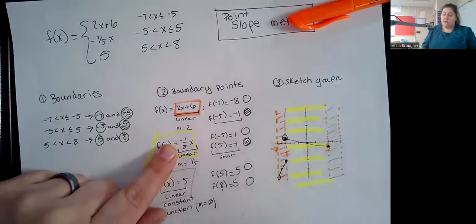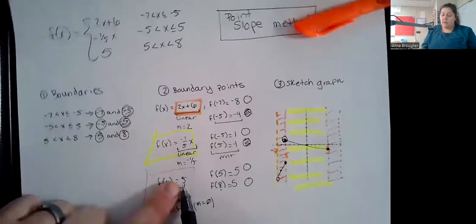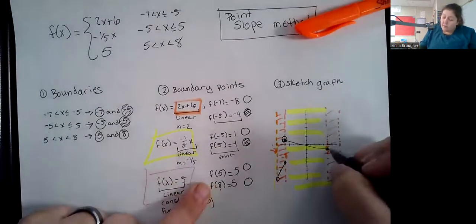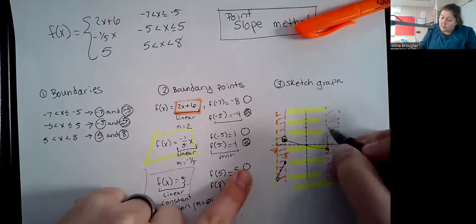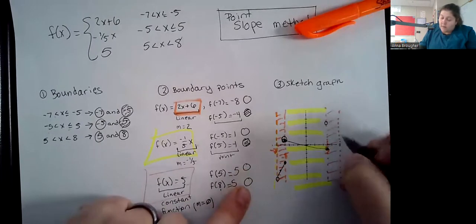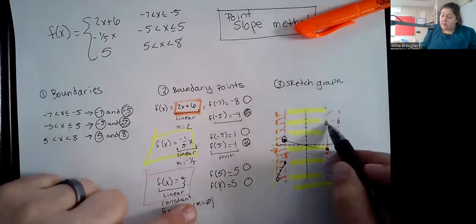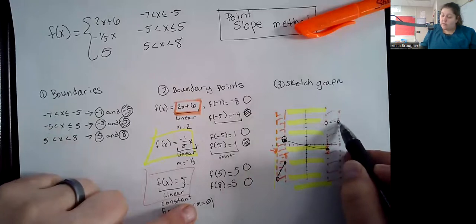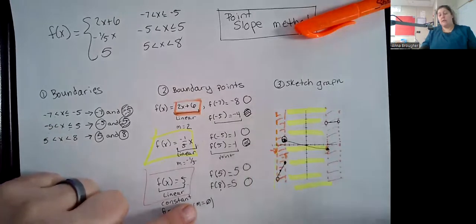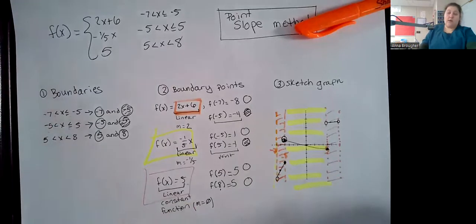There's my equation. Last one. 5, 5. Open. 8, 5. Open. Slope, nothing. Rise 0, right 1. Point, slope, check. Done.